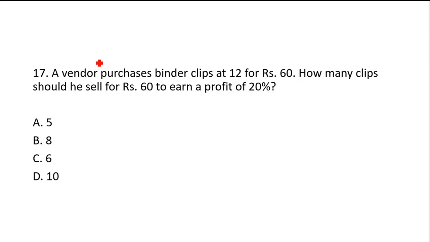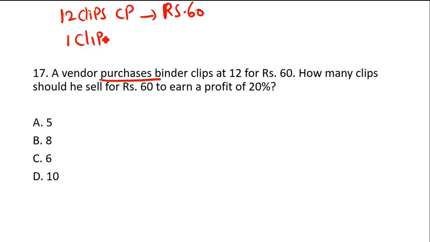Okay. A vendor purchases binder clips at 12 for rupees 60. How many clips should he sell for rupees 60 to earn a profit of 20%? So a vendor purchases means he is paying the cost of the article and he is getting the article. Okay. So 12 clips cost price is equal to rupees 60. And if you want one clip cost price, then 60 divided by 12, that is nothing but 5 rupees. Okay. So one clip cost price is nothing but rupees 5.